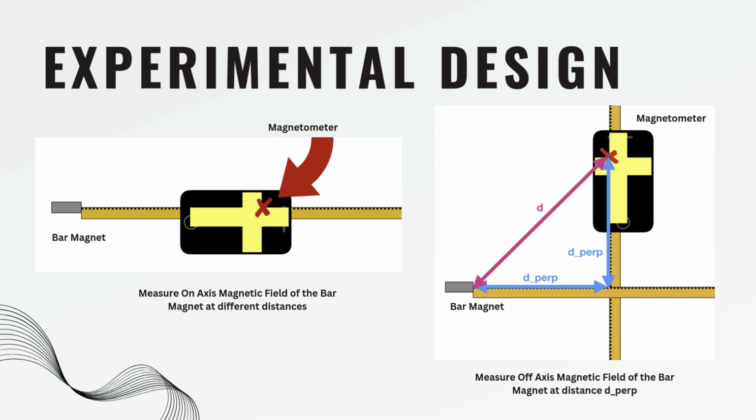For the design of the experimental portion of this lab, we first measured the on-axis magnetic field of a bar magnet using a magnetometer from our phone. We found the location of the magnetometer on the X and Y axis, and then used different distances to create a graph that relates magnetic field to position. We also measured the off-axis magnetic field of that bar magnet at some distance d perpendicular.